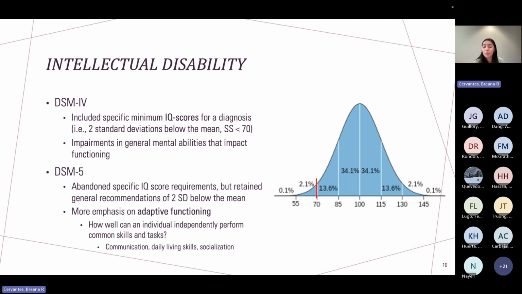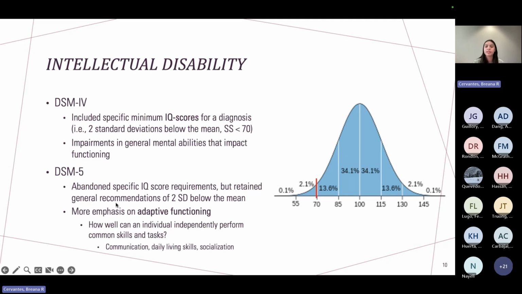Communication is, are you verbal or nonverbal? Although you are verbal, can you speak in sequences? Can you say certain sentences? So some of the stuff we talked about with expressive and receptive language earlier in the week. And then socialization. So are there deficits in the peer communication or communication with siblings, things like that?